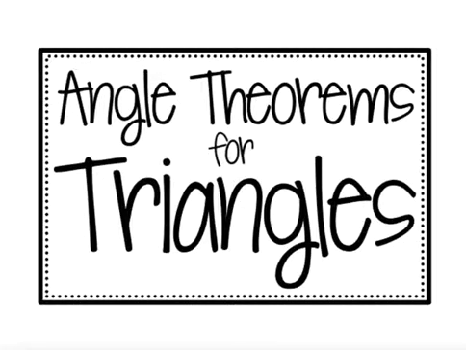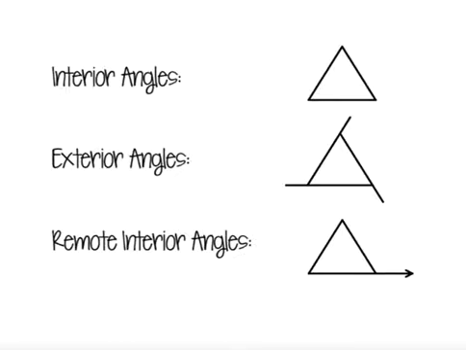At this point, you've seen several different types of angles and how they relate to each other. And so now we're going to look at angle theorems specifically for triangles. So let's talk about a couple of different types of angles that you could have.